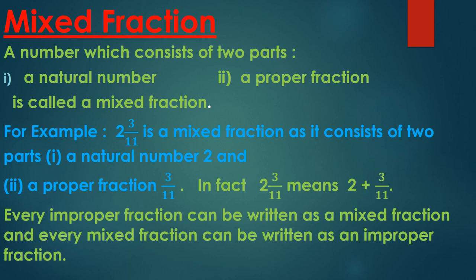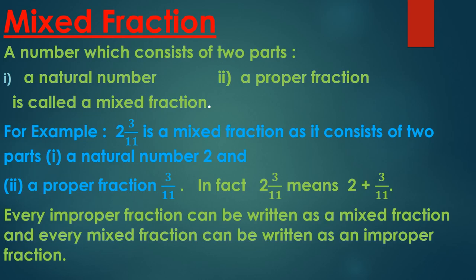Now mixed fraction. Mixed fraction is a fraction which consists of two parts. One is a natural number and the second is a proper fraction. A natural number we can say whole also. So a mixed fraction consists of two parts, a natural number and a proper fraction. See the example now. It is 2 3 upon 11. This is a mixed fraction as it consists of two parts. One is natural number.